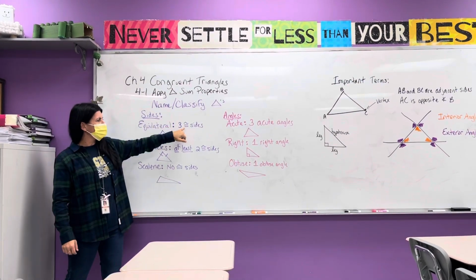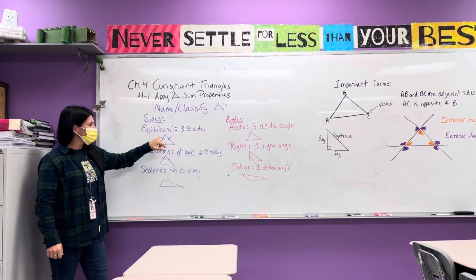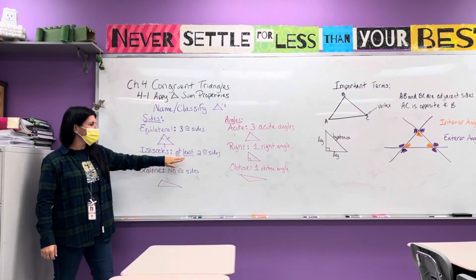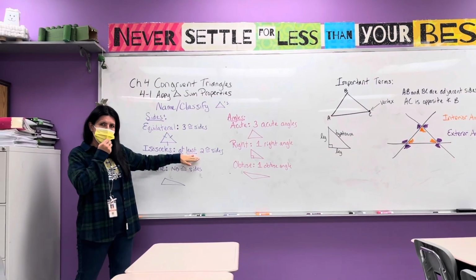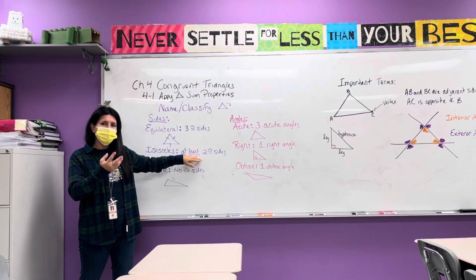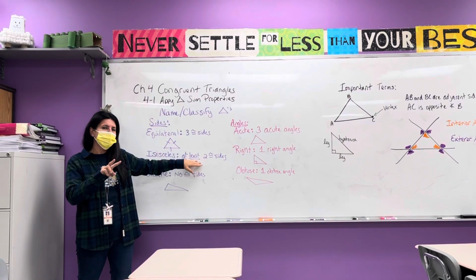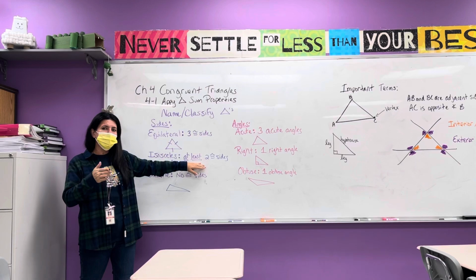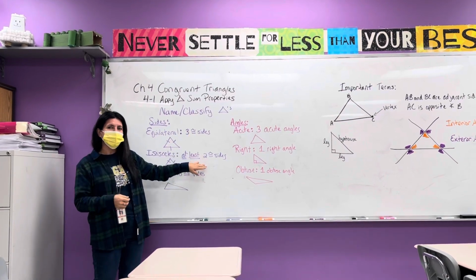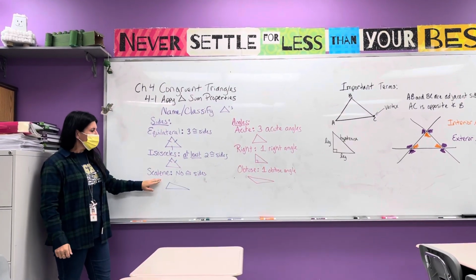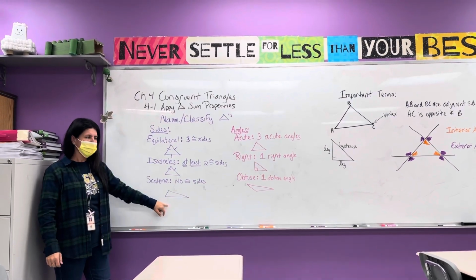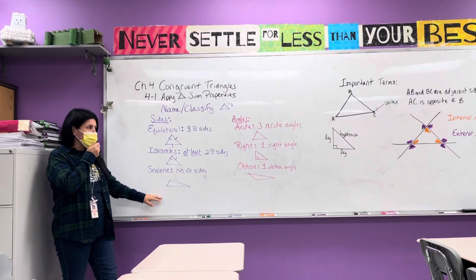Equilateral triangle has 3 congruent sides, which means all 3 sides have the same length. Isosceles triangle has at least 2 congruent sides. You probably knew before, using your eyes, there's 2 congruent sides. The formal definition says at least, which means 2 or 3 congruent sides is called an isosceles triangle. Scalene has no congruent sides. All 3 sides have different lengths. So that's classifying by sides.